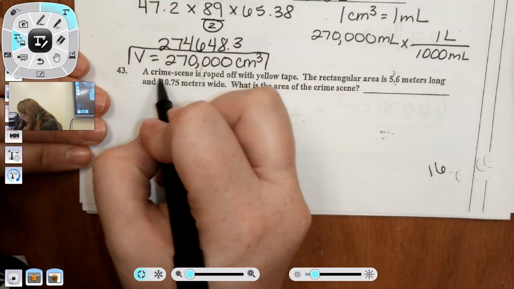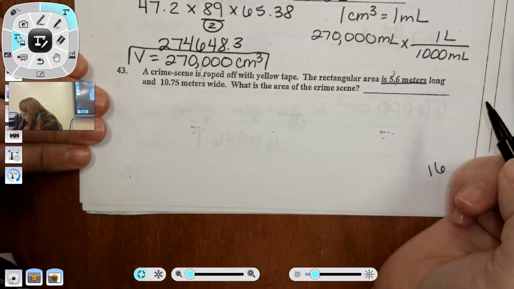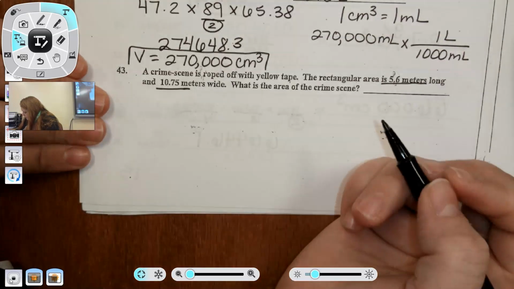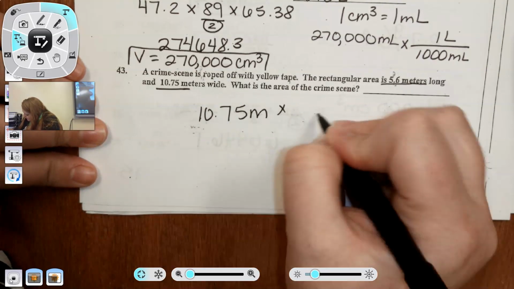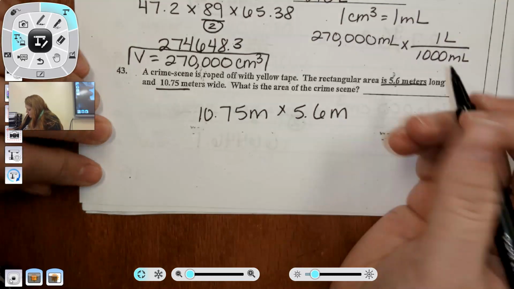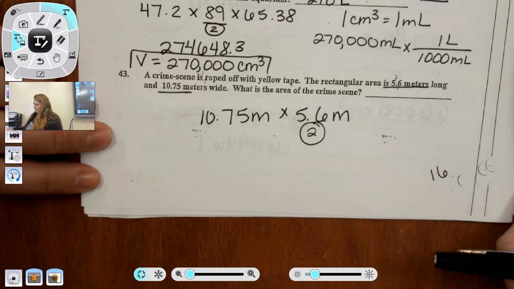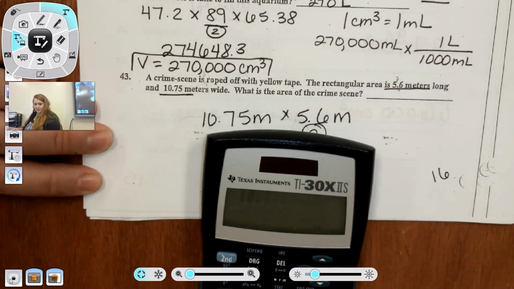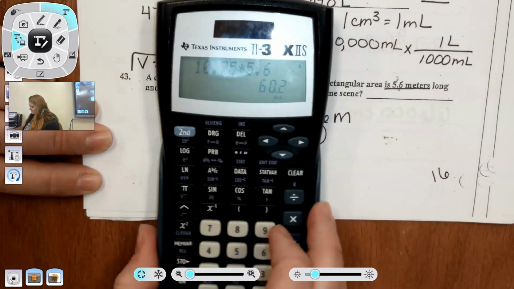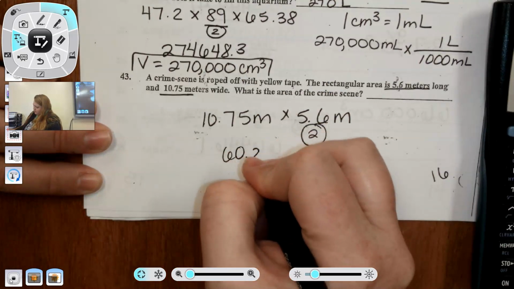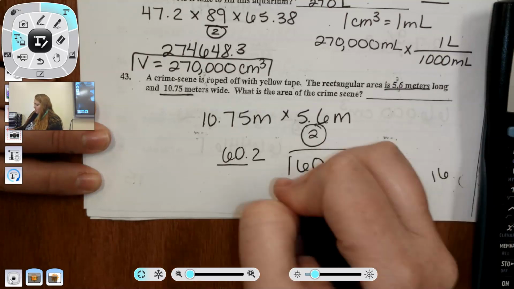All right, number 43. A crime scene is roped off with yellow tape. The rectangular area is 5.6 meters long and 10.75 meters wide. So we're finding area, we're multiplying. 10.75 meters times 5.6 meters means we're going to have 2 sig figs in our answer because 5.6 only has 2 sig figs. So let's multiply that together. 10.75 times 5.6 is 60.2, but I can only have 2 sig figs, so that's going to be 60 meters squared, approximately.